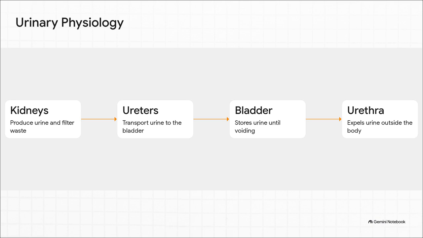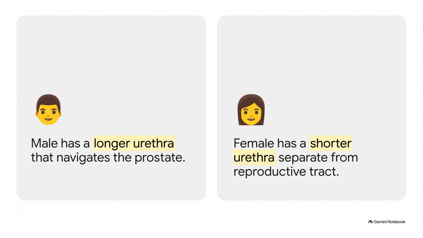Figuring out which specific step the surgeon intervened on, that's actually your very first major branching path in the CPT manual. Now here's where it gets interesting. While the upper tract is pretty much identical between males and females, the lower urinary tract has some stark anatomical differences. For instance, the male urethra is much longer, having to navigate right through the prostate and the penis. The female urethra, on the other hand, is shorter and entirely separate from the reproductive tract. Why does this matter to us? Because these anatomical variations completely alter the surgical approach, the procedural complexity, and ultimately your code selection.